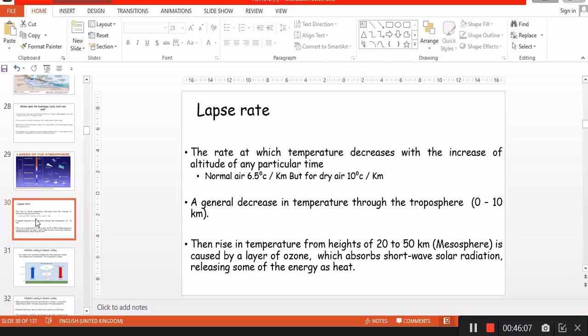So when you increase the altitude, there is a possibility of reduced temperature. Usually, for normal air, it is 6.5 degrees per kilometer. So when you increase the altitude, you will have this reduction. But it is 10 degrees for dry air. So we will see the properties of air later.